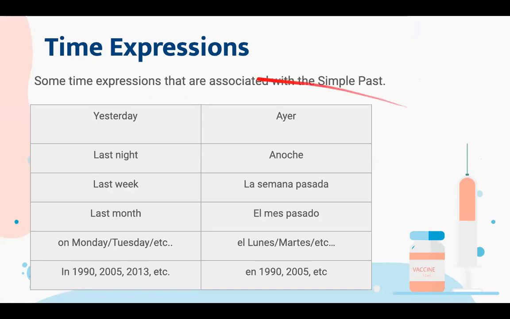And then we have time expressions. Some time expressions associated with the simple past: yesterday, last night, last week, last month, on Monday, Tuesday, etc. In 1990, 2005, 2013. As you can see, all of these expressions they already ended. Si uno usa estas expresiones porque ya terminaron ya. Ayer ya terminó. Anoche ya terminó. Last week también ya terminó. So the simple past is used for actions that already ended in the past.